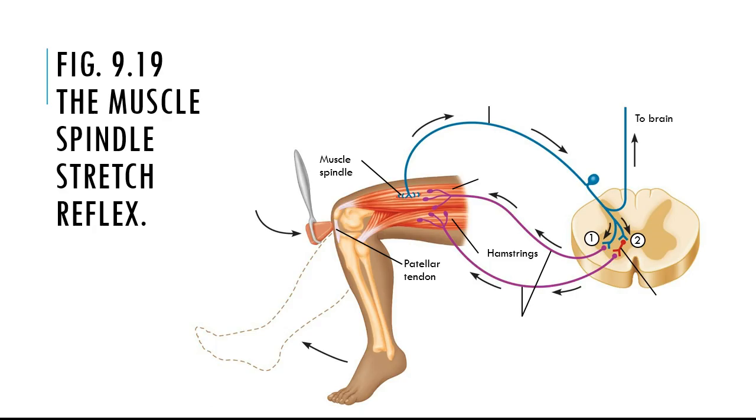Figure 9.19 illustrates another reflex arc. So let's go through this. The hammer would be the stimulus, and at the patella we would have our receptors. In this case, we're looking at the stretch receptors in the muscle, which we haven't talked about, but there are, so we'll move up a little bit.